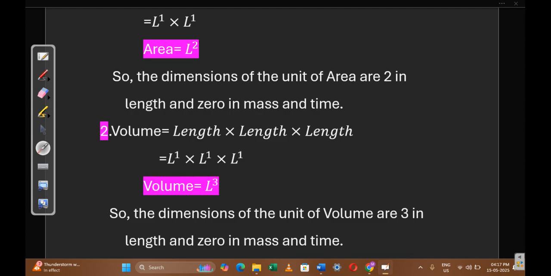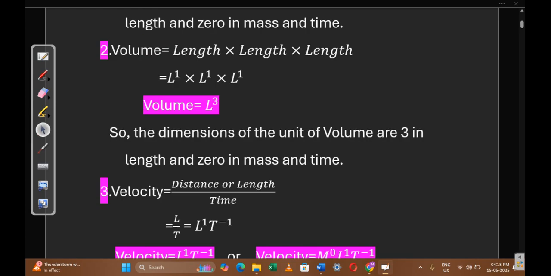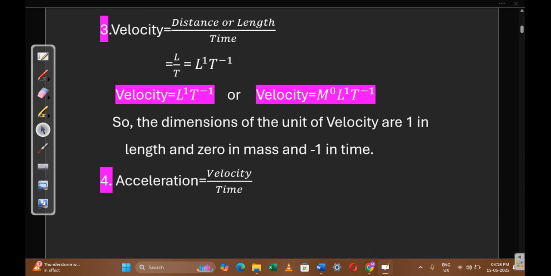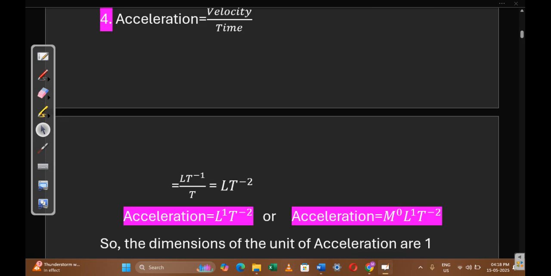Next one is velocity. Velocity means distance by time. Distance is expressed in L and time is expressed in T. So its dimensional formula is L T inverse. Next one is acceleration. Acceleration means velocity by time. So the dimension formula of velocity is L T inverse, and the dimension formula of acceleration is L T power minus 2.